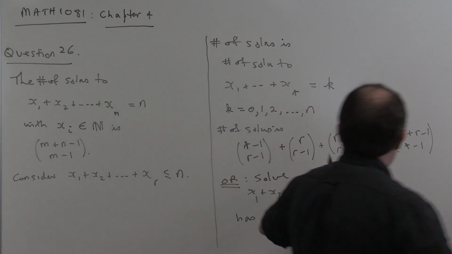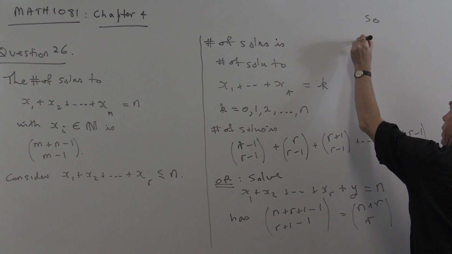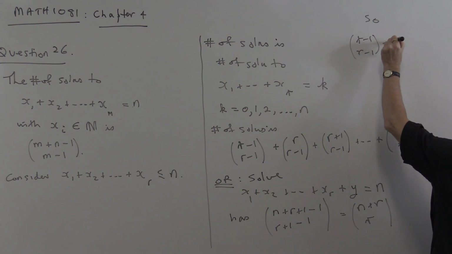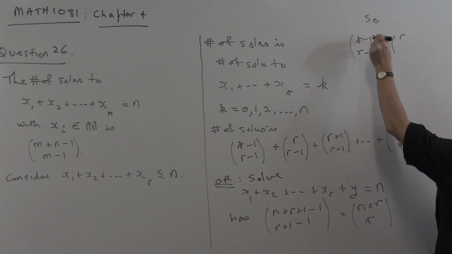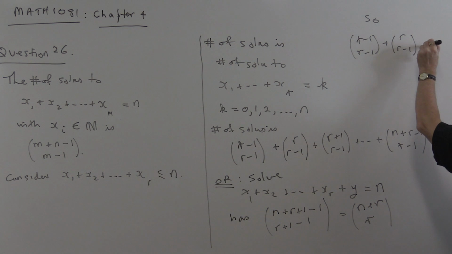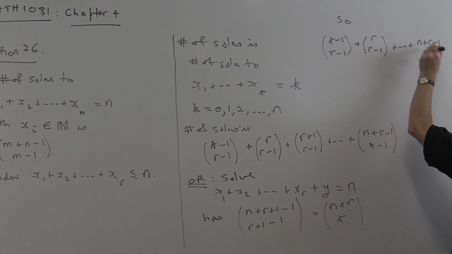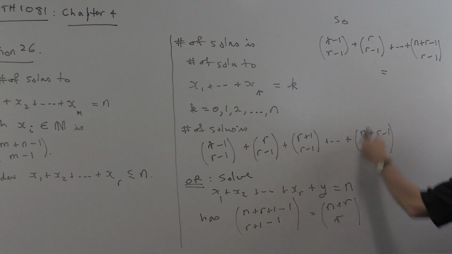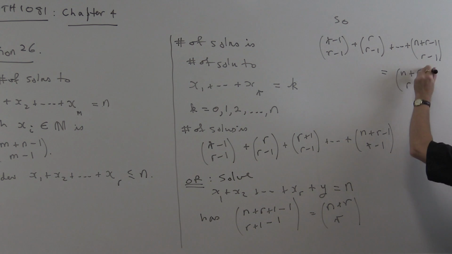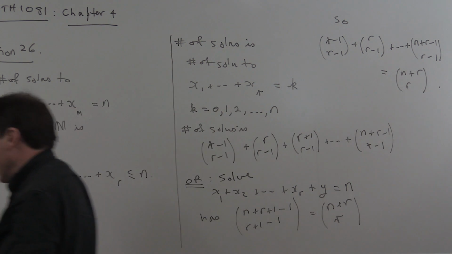And so now I can equate those two. So equating them, I now have a nice combinatorial identity on the binomial coefficients. So I have r minus 1, choose r minus 1, r, choose r minus 1, plus all the way up to n plus r minus 1, choose r minus 1. That must now equal what we got here, which is n plus r, choose r. And there is the formula achieved.